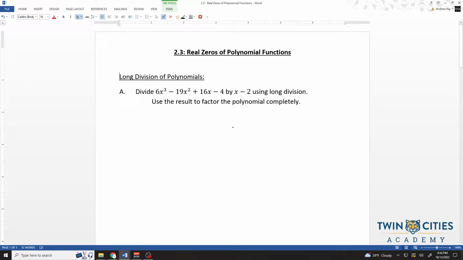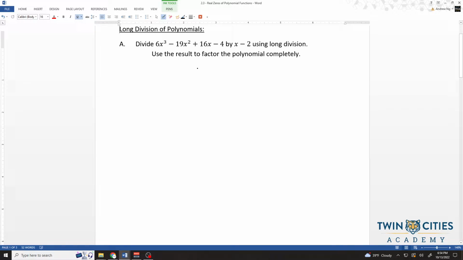The problem I have is 6x to the third minus 19x squared plus 16x minus 4. I'm going to divide this by x minus 2 using long division, and I want to use the result to factor the polynomial completely. Okay, so let's first set this problem up. Just like most long division, I'm going to set this up like this.